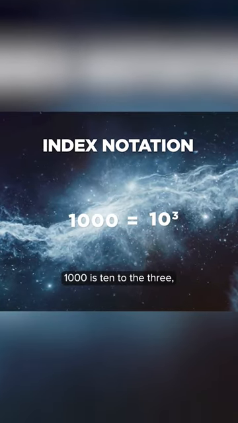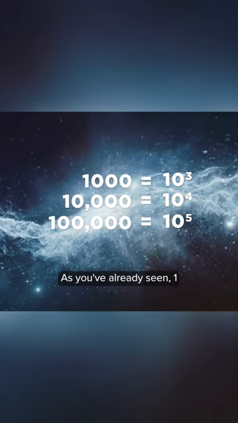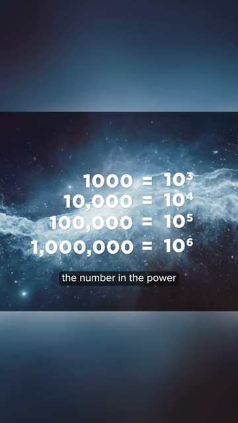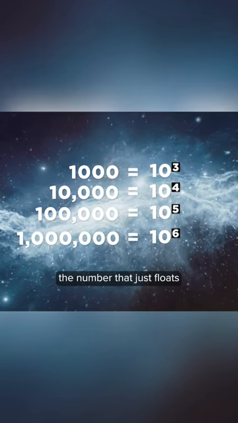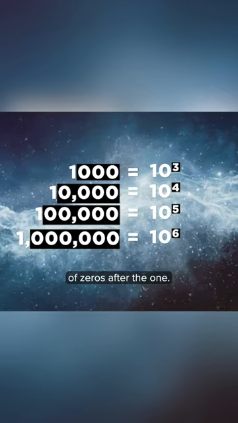1,000 is 10 to the 3. 10,000 is 10 to the 4. 100,000 is 10 to the 5, as we've already seen. 1 million is 10 to the 6. And in each case, the number in the power, which we sometimes call the exponent, the number that just floats mysteriously in the air, matches exactly the number of zeros after the 1.